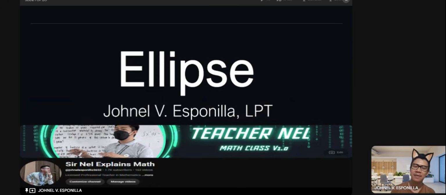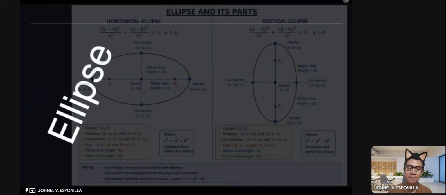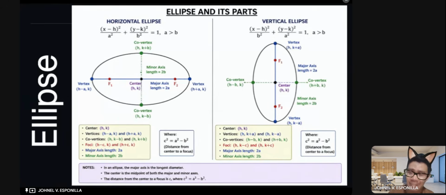Let's go. So ngayong gabi naman, pag-uusapan natin yung isa sa conic section po natin which is the ellipse. Natapos na po natin yung circle, we will now proceed to ellipse. So ito po yung mukha ng ellipse. This is how ellipse looks like. So we have the orientation, namely the horizontal ellipse, and we have the vertical ellipse.